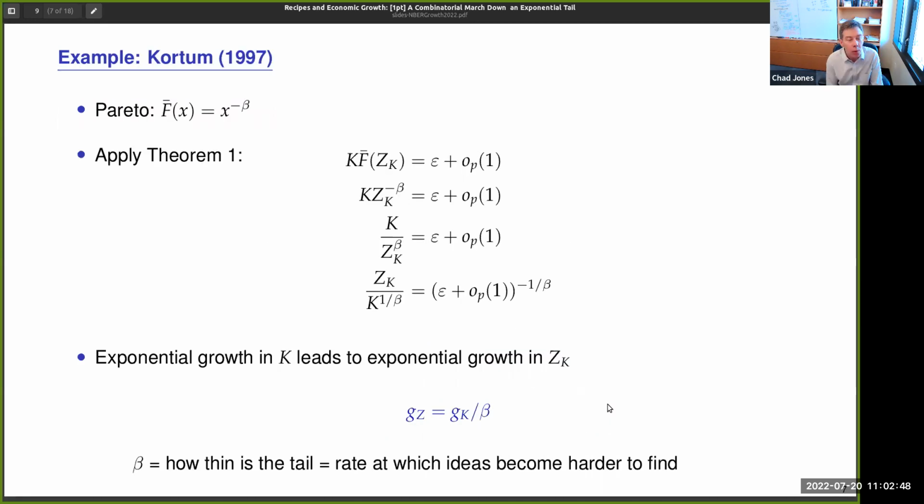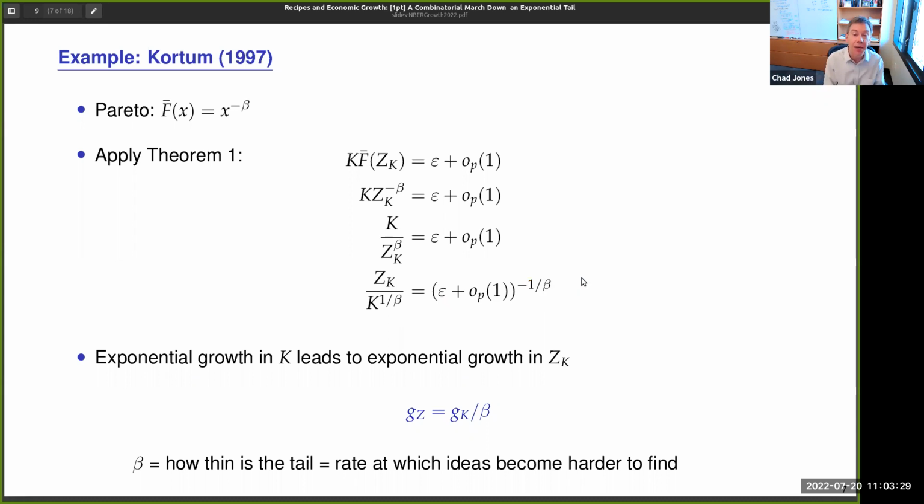Okay, so now we can see Kortum's key insight in one slide. Kortum says we're drawing from a Pareto distribution. So F bar of x is a power function. It's x to the minus beta, right? Power functions play a key role in all growth theory. You'll see that again in a little bit. Okay, substitute into our theorem: k times F bar of z_k. Well, it's just k times z_k to the minus beta, and solve that for z_k, right? You need to flip it over, and you get z_k divided by k to the 1 over beta is our standard exponential random variable raised to the power negative 1 over beta.